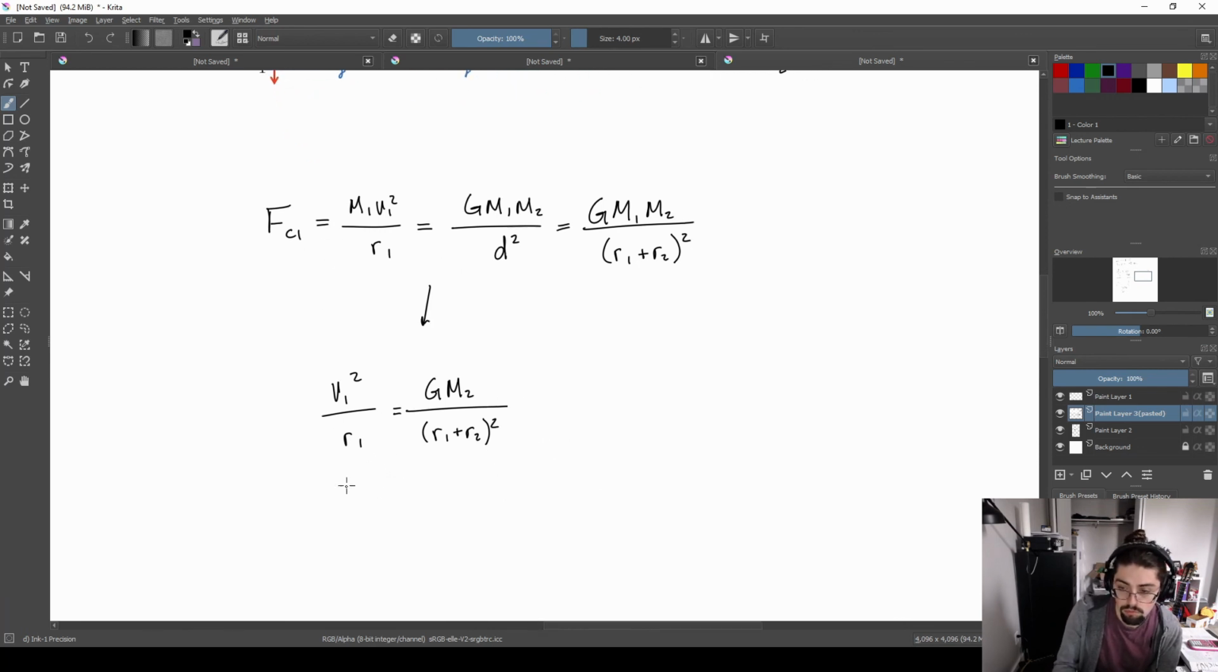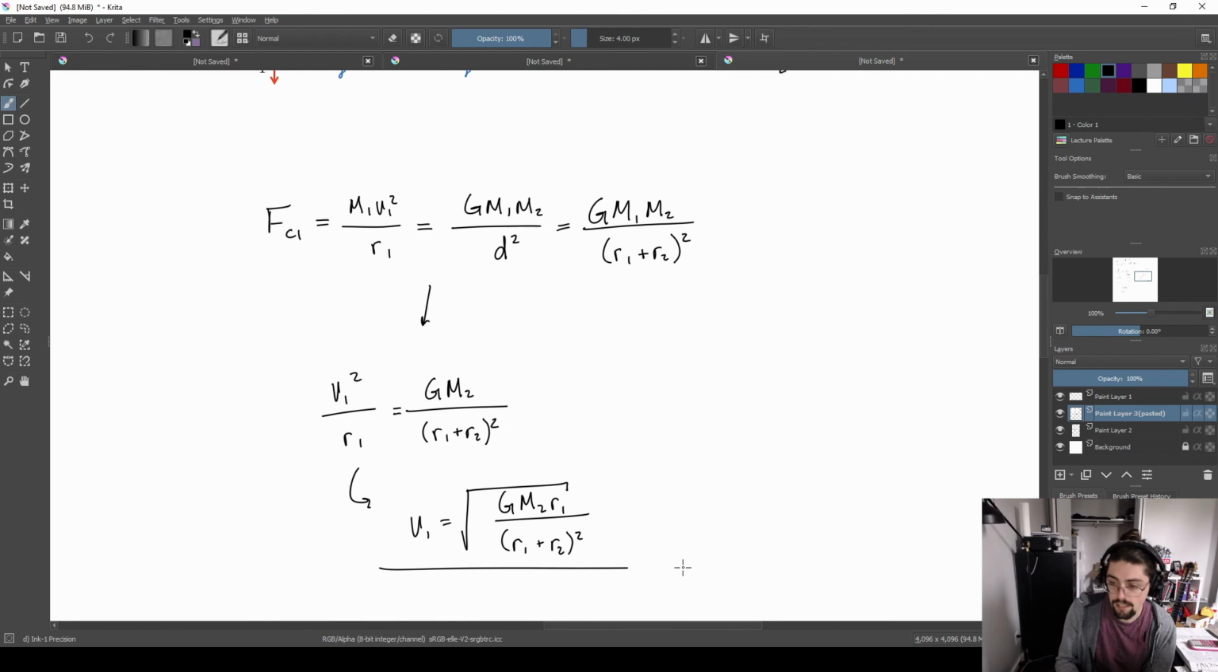Take a square root, or first multiply by R1, then take a square root. V1 is equal to the square root of G M2 R1 divided by R1 plus R2 squared. And that is the velocity that it takes to stay in that circle.